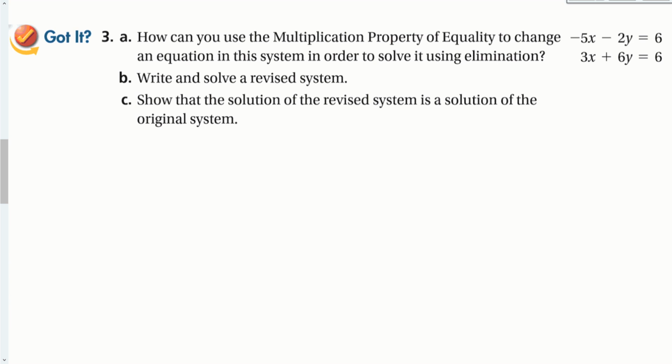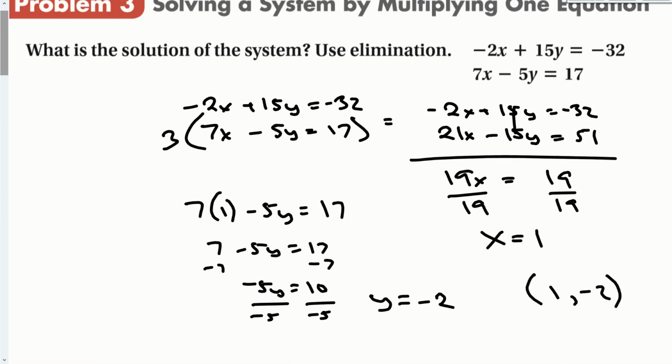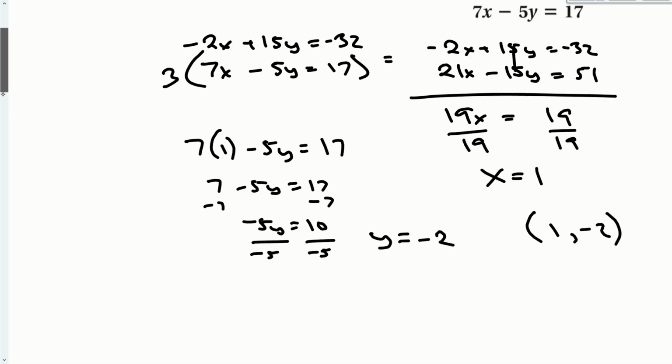Oh, first of all, before we look at the next one, I didn't have to multiply the bottom equation by 3 to make the y's cancel. I could have thought of a way to multiply the top one and the bottom one by something to make the x's cancel. I could multiply the top by 7 and the bottom by 2, and I would have a negative 14x and a positive 14x. But multiplying the bottom one by just 3 was simpler.